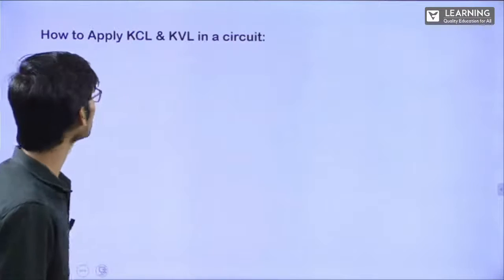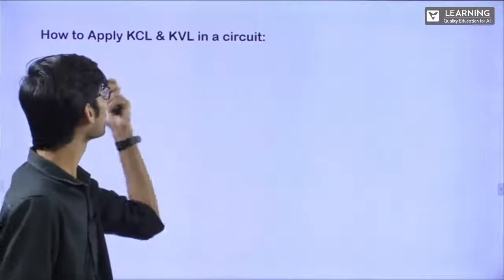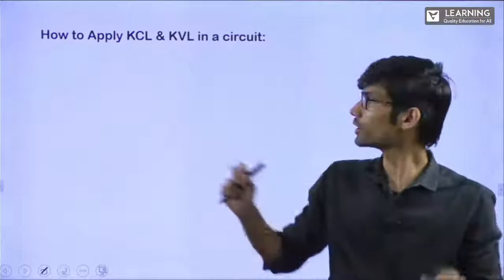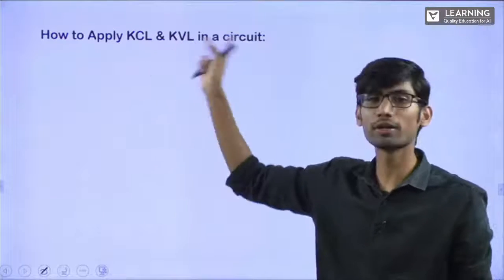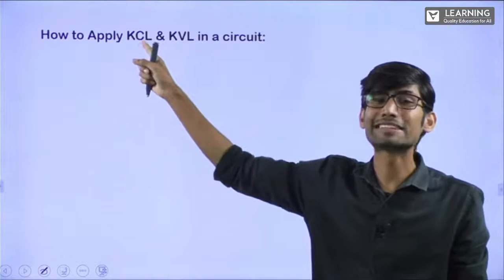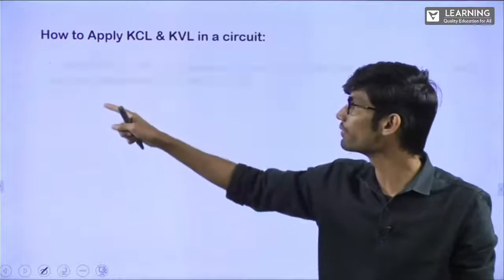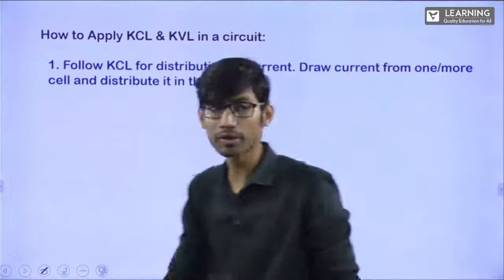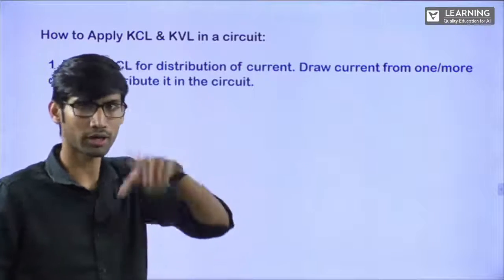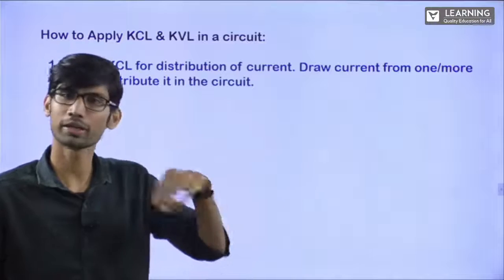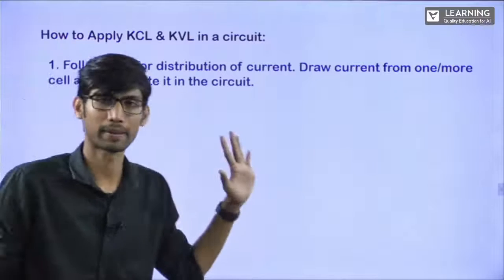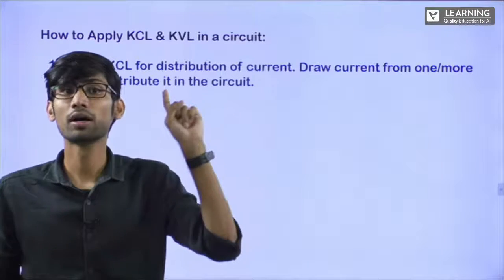Let's go further. Now the laws are done. Let us see how to apply KCL and KVL in a circuit. So whenever there is a circuit, the first thing you will do is apply KCL. Then only you will apply KVL. From KCL, we will fix the direction of current first. The very first thing, follow KCL for distribution of current. Draw current from one or more cells. There will be different batteries in your circuit. It can be one cell, two cells, any number of cells. Draw current from one or more cells and distribute it in the circuit. The first thing, you have to distribute the current.